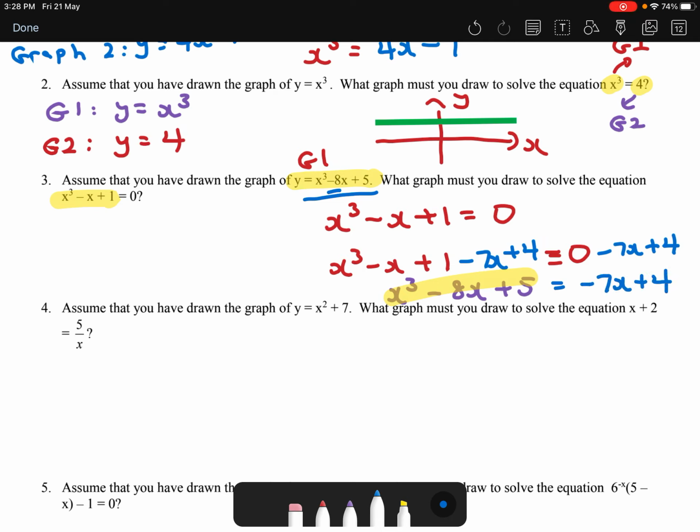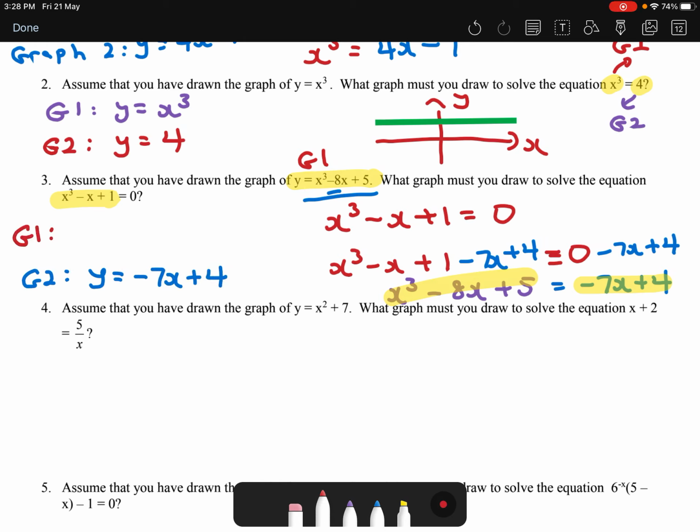So my graph number 2 also came out already, which is a linear graph. Most likely it will be a linear graph, your graph number 2. Linear graph means it's a straight line graph. So this will be your graph number 2. Yeah, so let me just write down. G2 will be y equal to minus 7x plus 4.